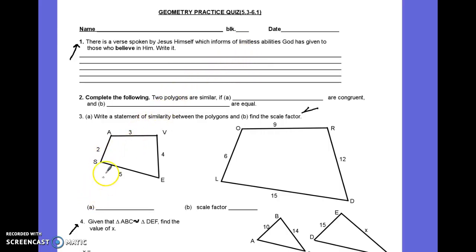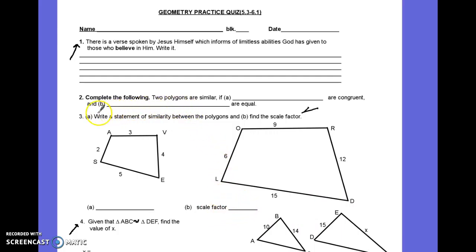Let's take a look at number 4 here. It says, given that triangle ABC, this little one, is similar (squiggly means similar) to triangle DEF, this bigger one here, we're required to find the value of X. Value of X would be this one. So the first thing to do is to find the scale factor.